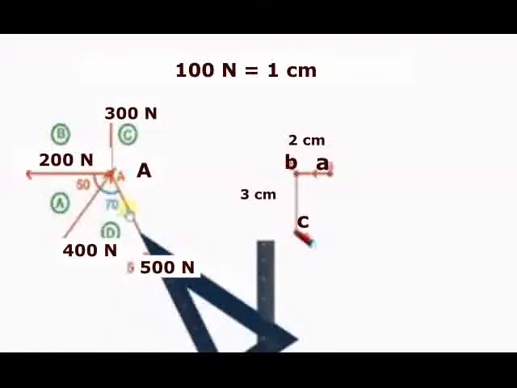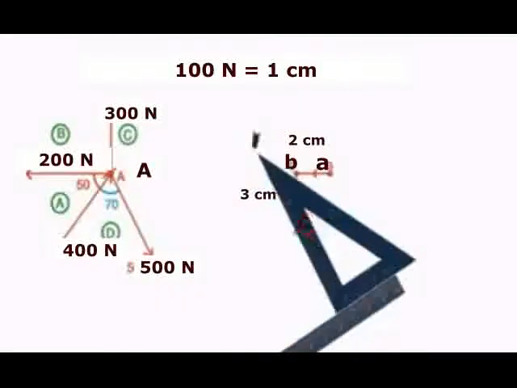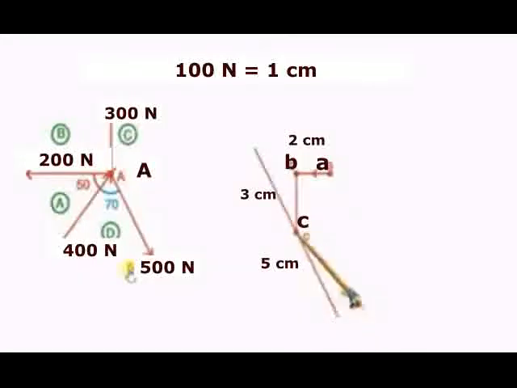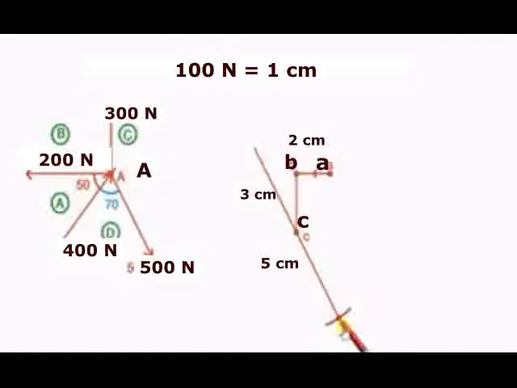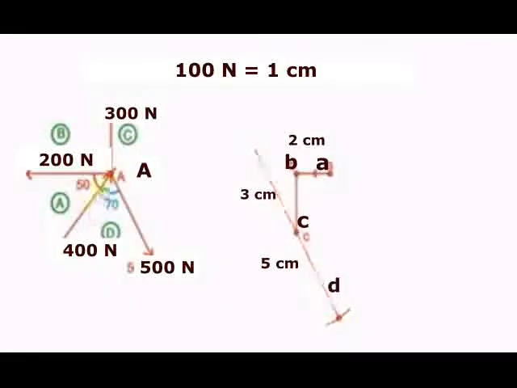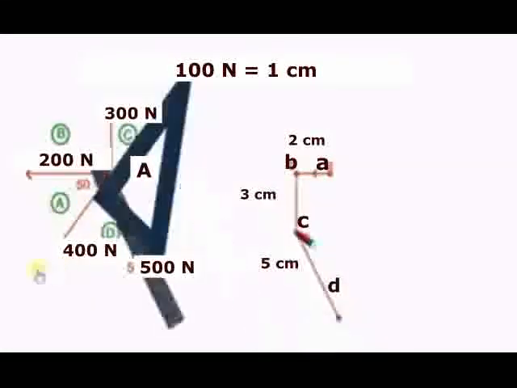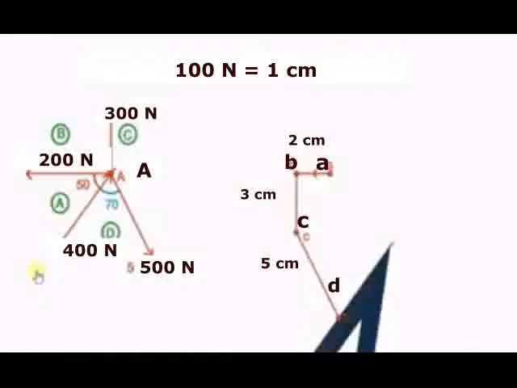The next force will be this particular force. So draw a line parallel to this 500 Newton force by 5 centimeter. So this length will be 5 centimeter. Then from this point, draw a line parallel to this 400 Newton force by 4 centimeter.